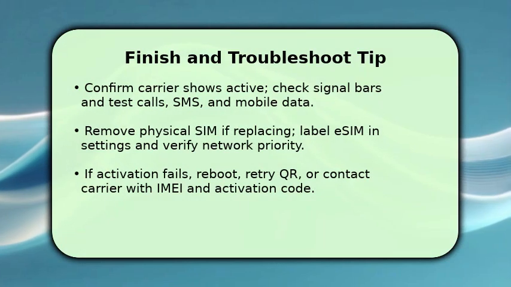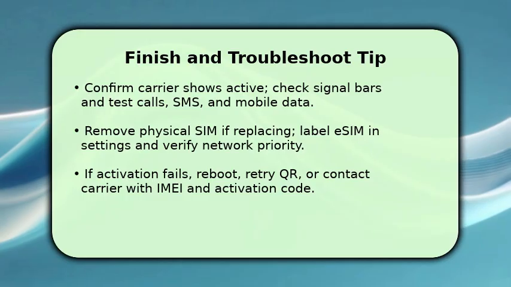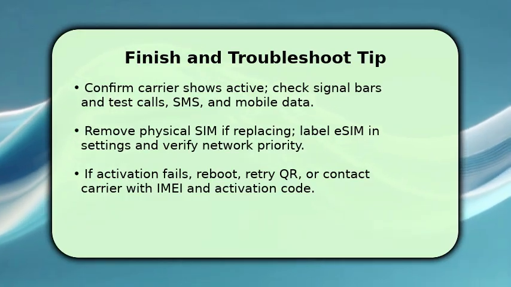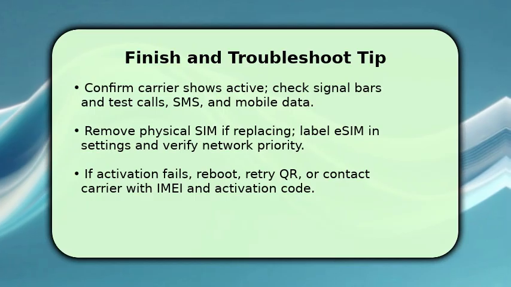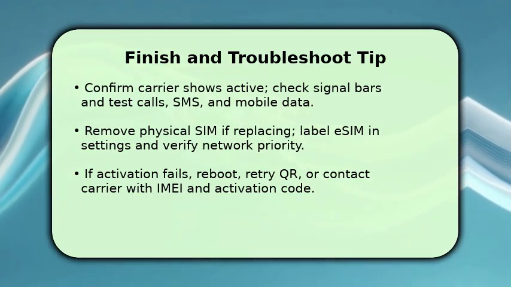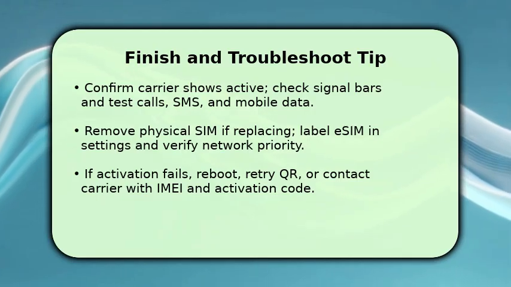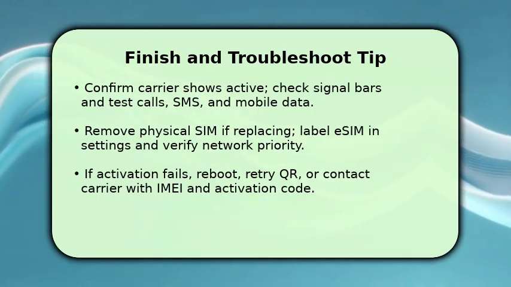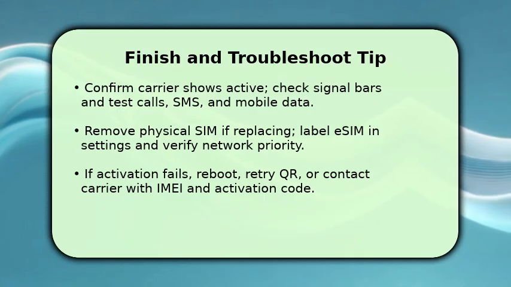You finish by confirming the carrier lists the eSIM as active. Check signal, make a call, send an SMS, and load a web page to verify data. If you're replacing a physical SIM, remove it when instructed and label the eSIM in settings so you don't mix lines. Make sure network priority and default data are correct for apps.